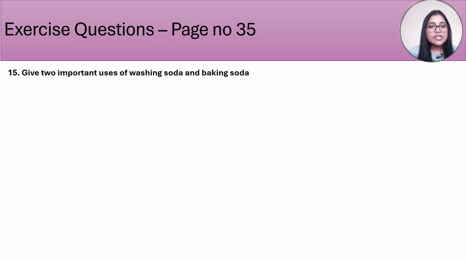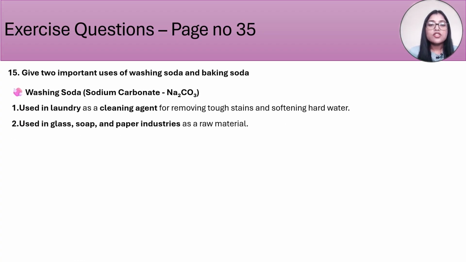15th question asks us to give 2 important uses of washing soda and baking soda. Washing soda is sodium carbonate, Na2CO3. This is usually used in laundry or to remove stains or to soften your hard water when you wash clothes. It is also used in glass, soap and paper industries as a raw material.